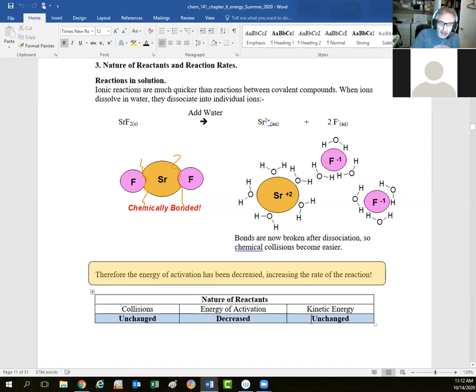Also keep in mind that we haven't changed the kinetic energy of the molecules. They're not moving any faster, they're not moving any slower. But when they do collide, because our energy of activation decreased, it's an instant effective collision. So that's our first one. And it's specifically directed towards ionic compounds being added into water to start a chemical reaction.